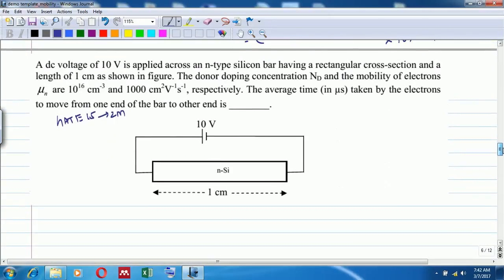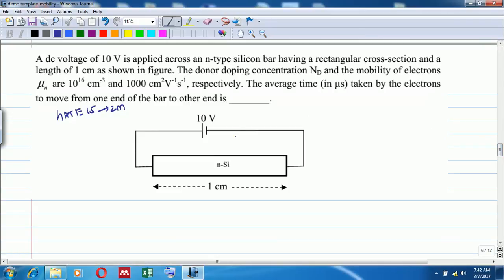The next question, this was asked in GATE 2015 for 2 marks. It is similar to the previous question, where Nd is given as 10 power 16 per centimeter cube, and mobility is given as 1000 centimeters squared per volt second. So a potential difference is applied across this semiconductor. This is 10 volts, and hence an electric field is set up. So they are asking you to calculate the average time taken by electrons to move from one end of the bar to the other end.